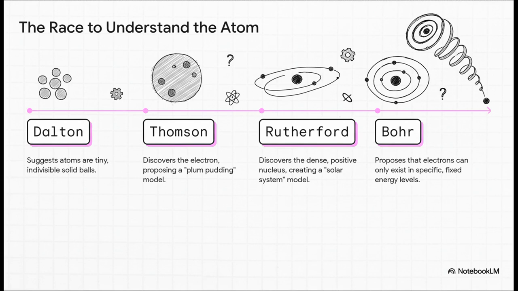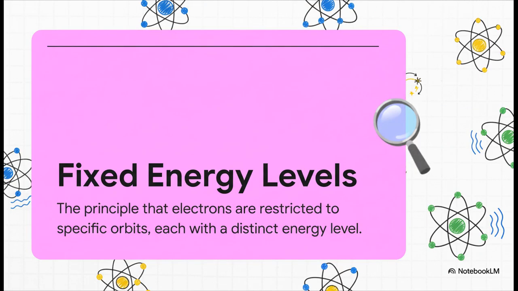First, you had Dalton saying atoms were just tiny, solid balls. Simple enough. Then, J.J. Thomson discovers the electron and figures it must be mixed into the atom, kind of like plums in a pudding. Then Rutherford comes along and finds a tiny, dense, positive nucleus, giving us that classic solar system model. But there was a huge problem. The physics of the time predicted the electron should just spiral right into the nucleus, and the whole universe should collapse. Whoops. And that's where Niels Bohr just changes the game completely.